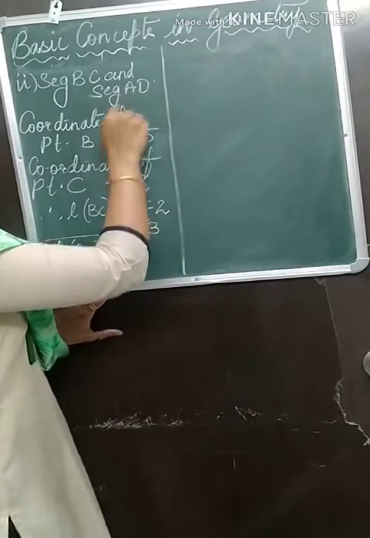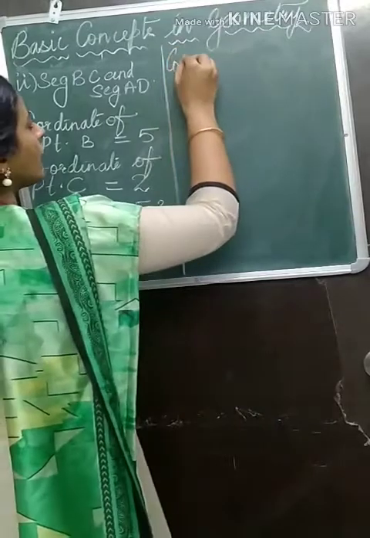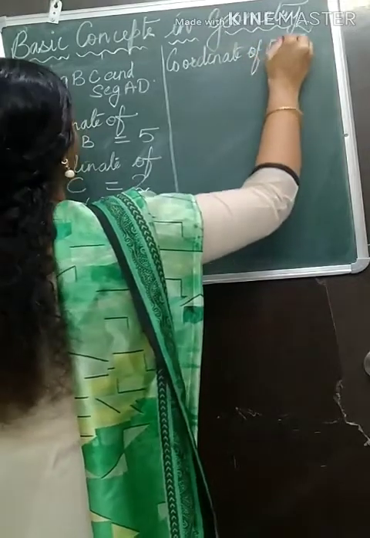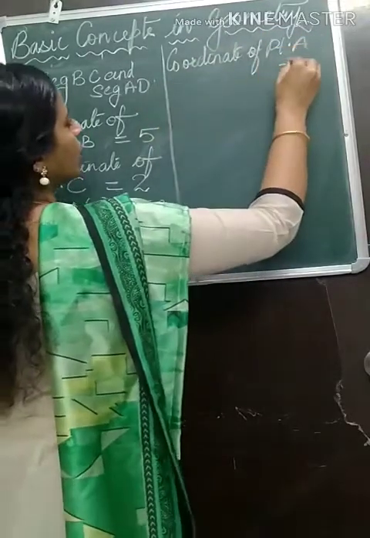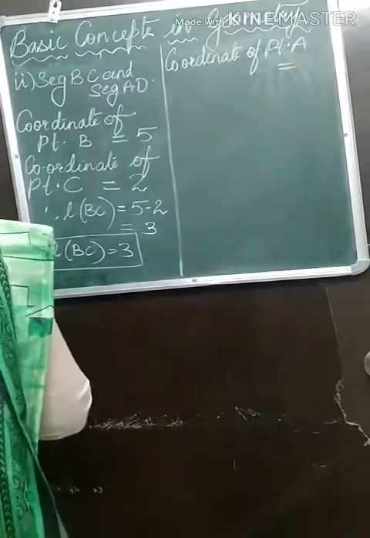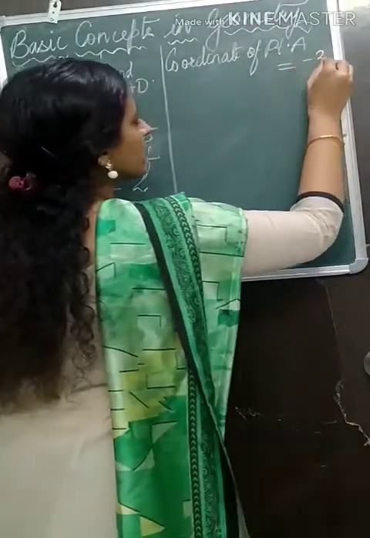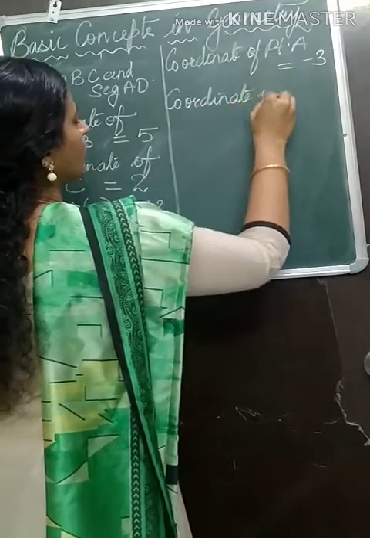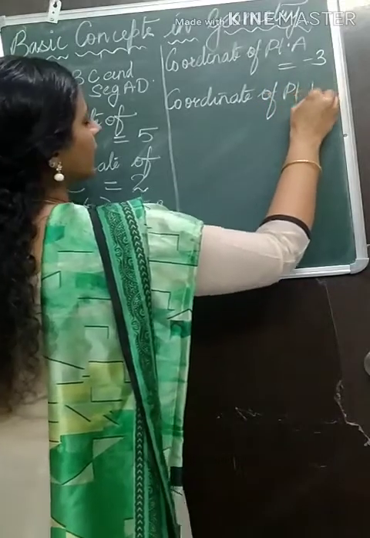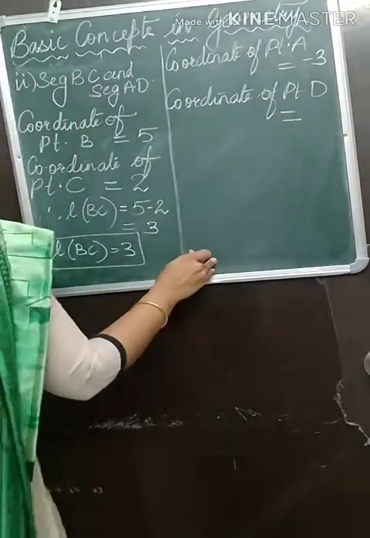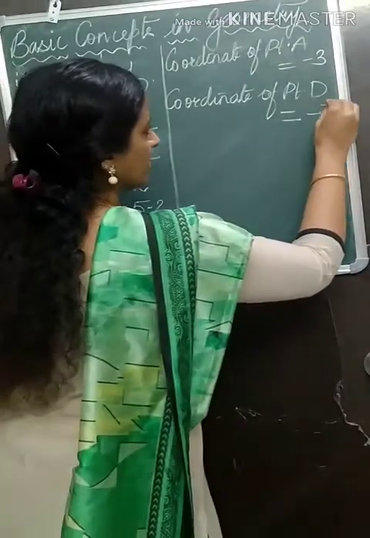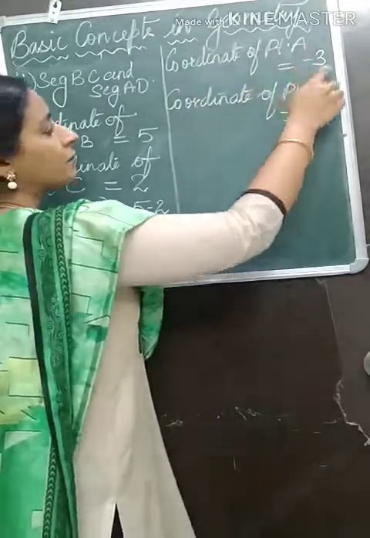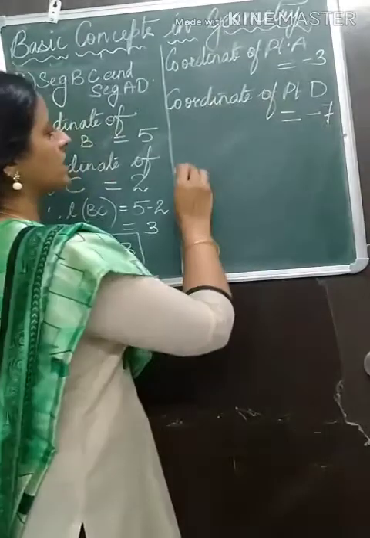Similarly, find out length of AD. Coordinate of point A, from the table, is -3. Coordinate of point D is -7. See the table carefully and write down. Okay. Coordinate of point A -3. Coordinate of point D -7.